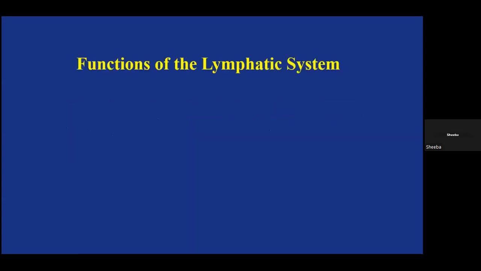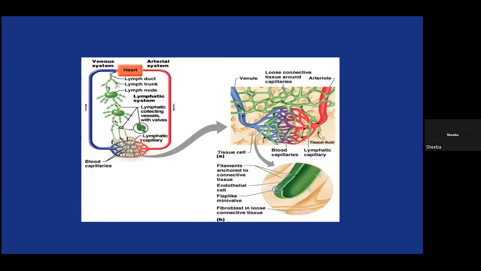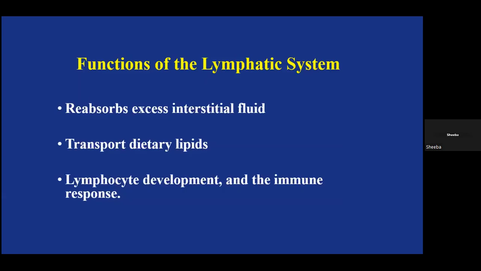The major functions of the lymphatic system are to reabsorb excess interstitial fluid, transport dietary lipids, and lymphocyte development and the immune response. If anything happens to the lymphatic system, all these functions might be affected, especially the third one, lymphocyte development and the immune response. This is the most important area. If there is any problem developing in that area, it is prone to develop infection.